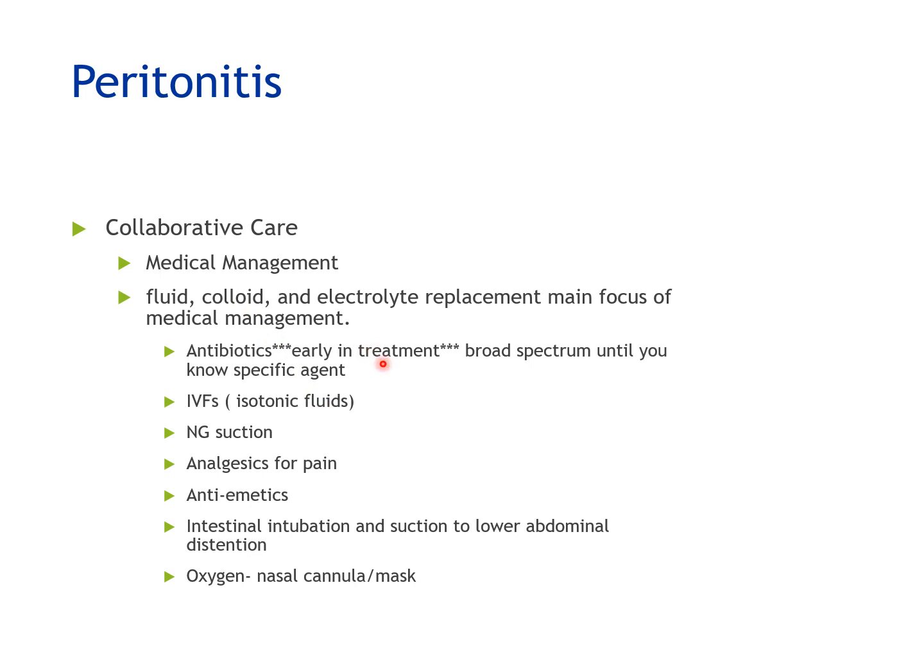We've talked already about the antibiotics, and we've said that we give a broad spectrum until we know exactly what's going on. NGT, right? To suction, analgesics for pain, antiemetics, intestinal intubation, and suction to lower abdominal distension. So we're going to do what we can, right, just to decompress. Last week when we were talking, we talked a lot about NG tubes being inserted, primarily for decompression. So that's definitely something that we'll be doing here as well, to get rid of some of this extra fluid that's there. And obviously oxygen goes without saying.